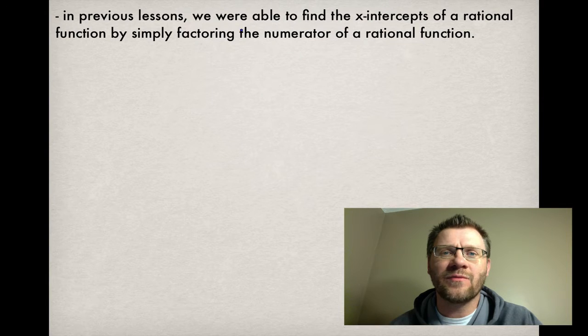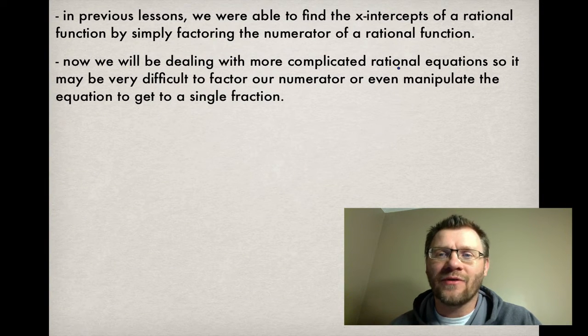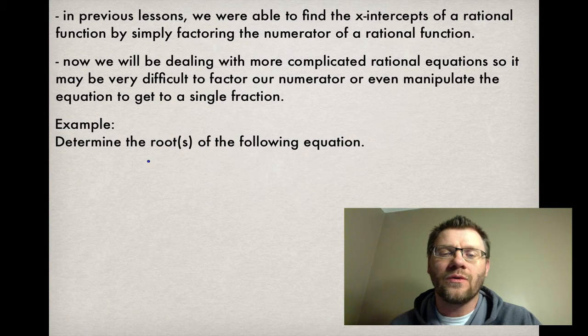So in previous lessons, we were able to find the x-intercepts of a rational function by simply factoring the numerator of the rational function. And now we'll be dealing with more complicated rational equations. So it may be very difficult to actually factor our numerator or even manipulate the equation to get a single fraction. So here's an example. It says, determine the roots of the following equation. We have 14 divided by x minus x plus 5 equals 0.